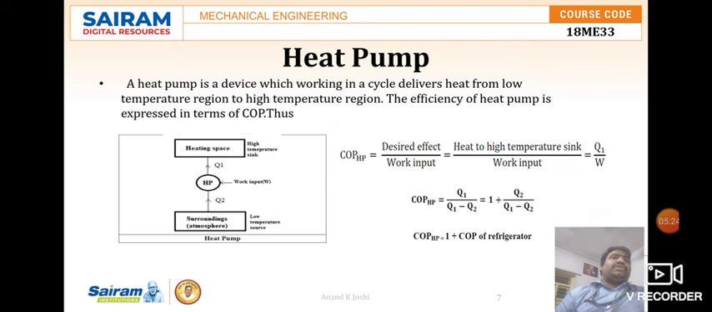Once you understand the heat engine, refrigerator and heat pump, we'll discuss the further topics of the second law of thermodynamics. Based on this concept only, you will get clarity on the second law of thermodynamics. So we'll discuss it in the next slides.